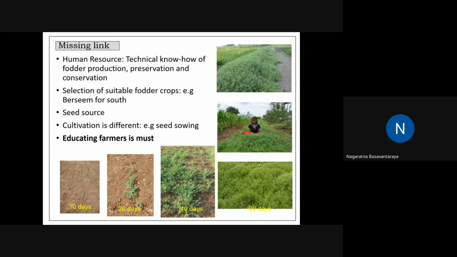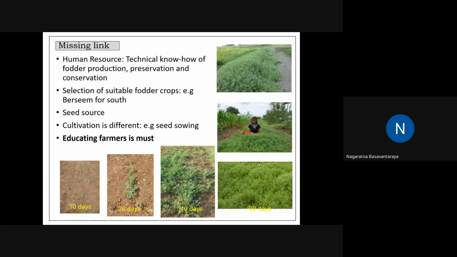But why is there a missing link? Though we have so many fodder types, we still don't see a lot of push for the fodder to be cultivated by the extension agencies. The first thing is, most of the agricultural departments in different states focus on the principal crops of the region, that is the major crops of the region. They don't talk about the fodder crops.